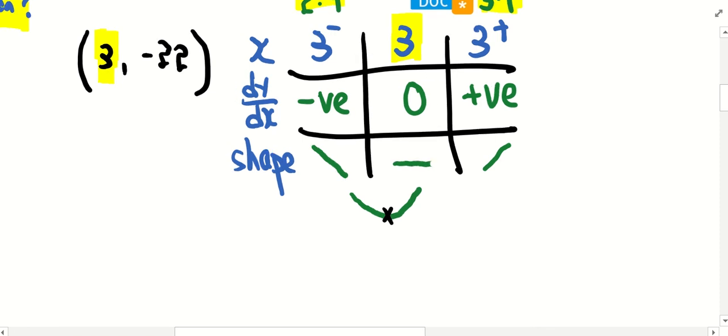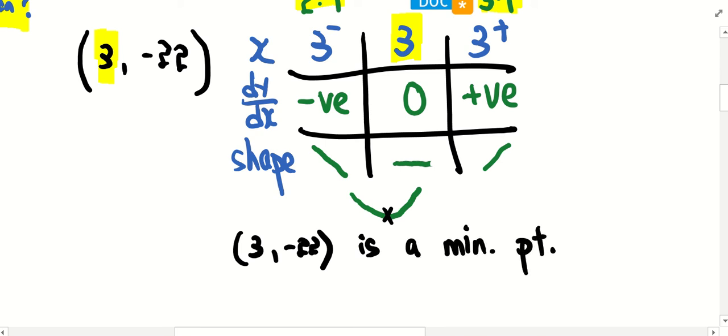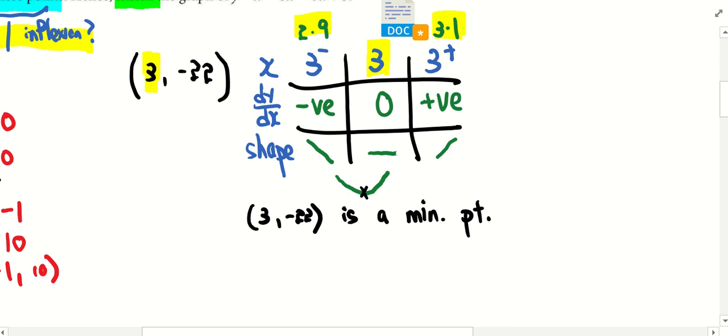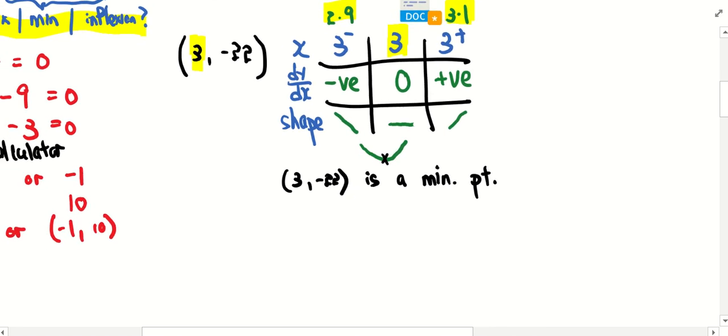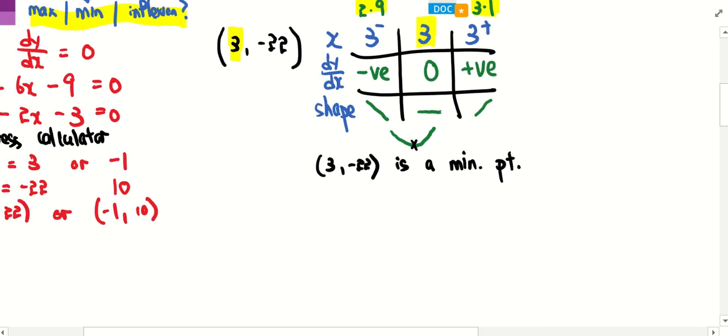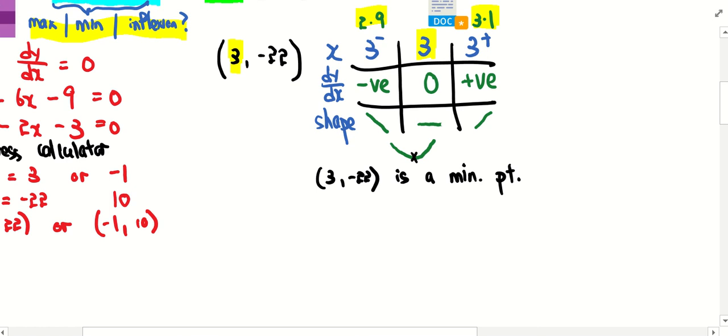Of course, you need to do the cross. Then conclude: 3, negative 22 is a minimum. No need to spell long, point. We are done for the first one already. Another 1 mark. But this 1 mark a bit costly. But don't worry, this is one method. I'll show you another method next week.